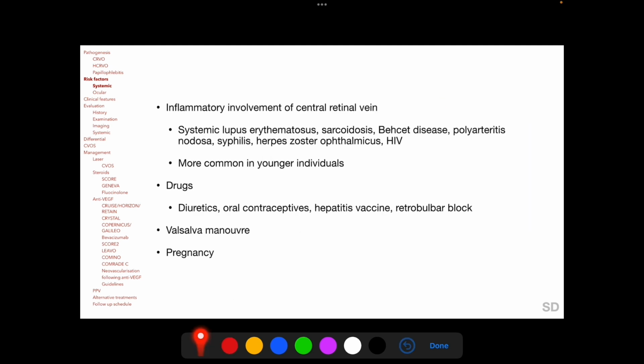CRVO due to inflammatory involvement of the central retinal vein is also more common in younger individuals and can occur from multiple inflammatory etiologies. Drugs and interventions such as diuretics, oral contraceptives, and retrobulbar block can increase the risk of CRVO, and Valsalva maneuver and pregnancy have also been associated with increased risk of CRVO.